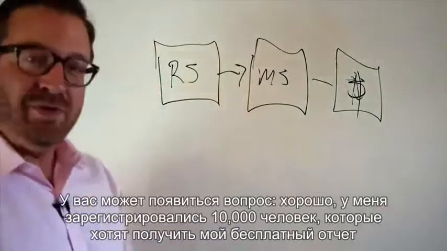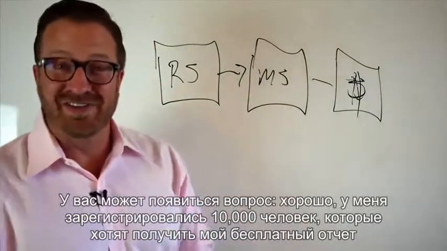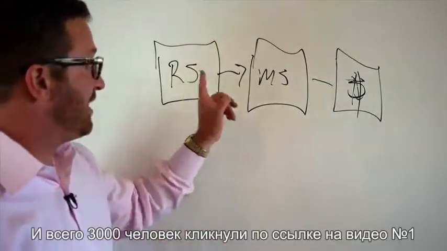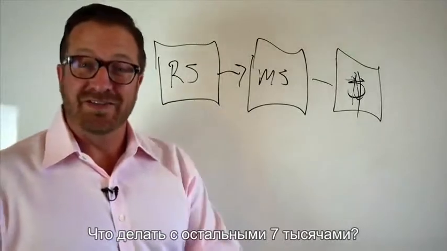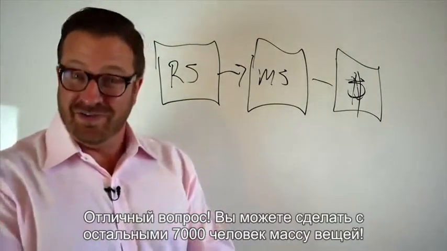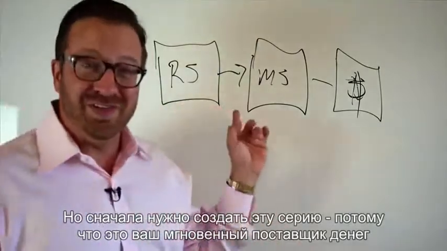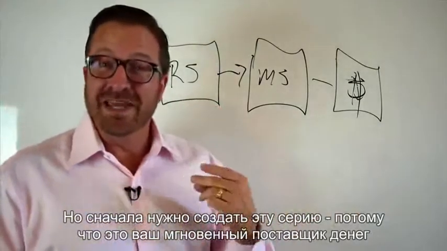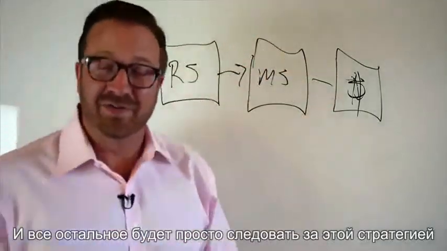So you might be wondering, okay, well, let's say I had 10,000 people opt in this month to get my free stuff and only 3,000 of them actually clicked to go see milestone video number 1. What do I do with the remaining 7,000? That's a good question. There is lots of stuff to be done with the remaining 7,000. But first, we're going to build this sequence because this is going to be your immediate money getter for you. And everything else is kind of going to piggyback off of this strategy.